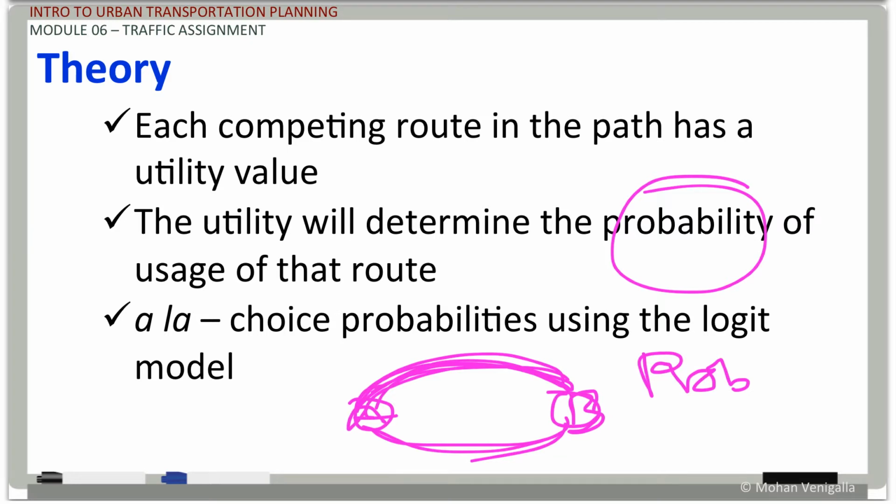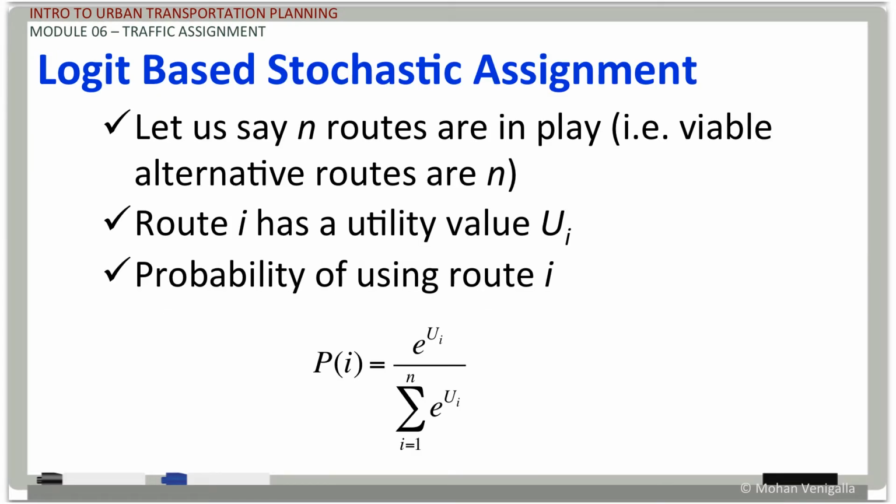If you have a travel time associated with each path, that travel time could determine the utility of that path. We talked about logit models in mode choice. If you extend the same logic, with travel time as a utility or disutility, depending on which way you want to put it, a logit model formulation could give you a solution for the traffic assignment problem, and that's what we are studying. The formulation is very simple. You've already seen it.